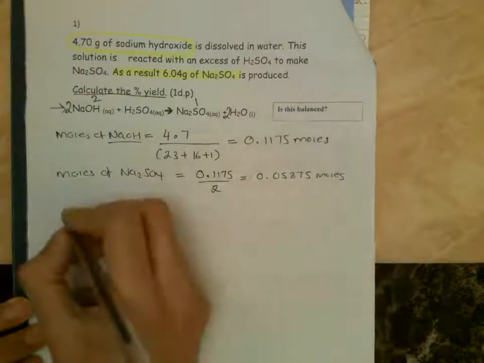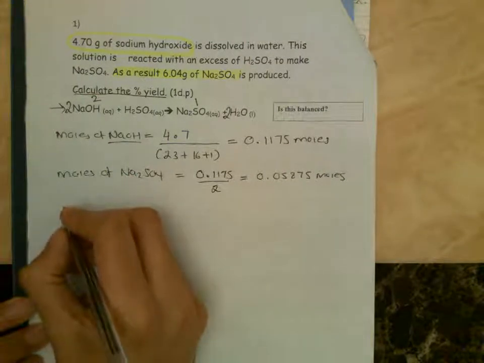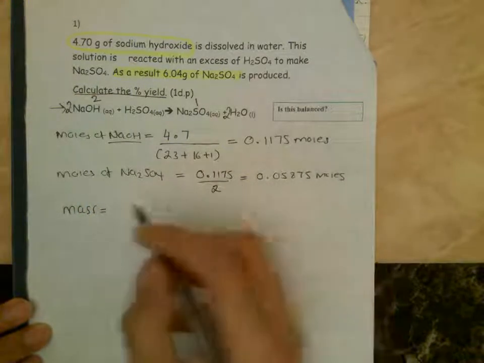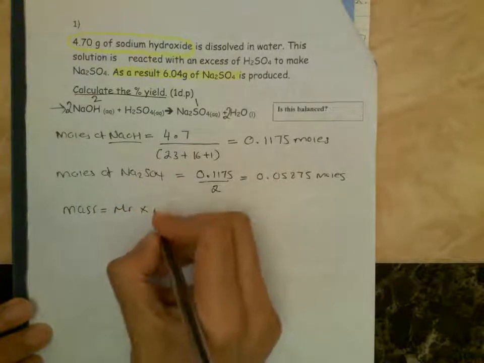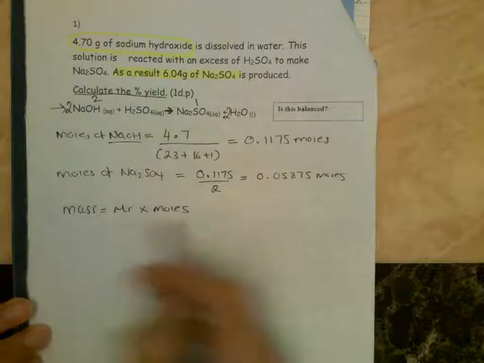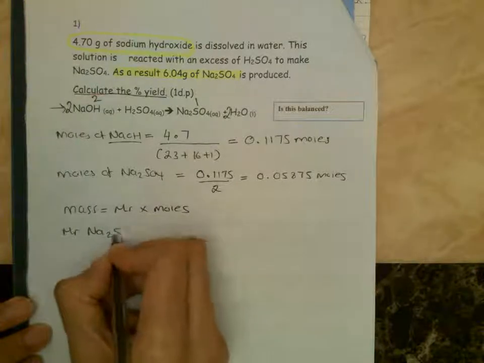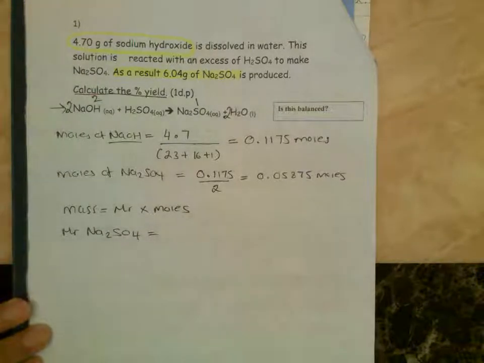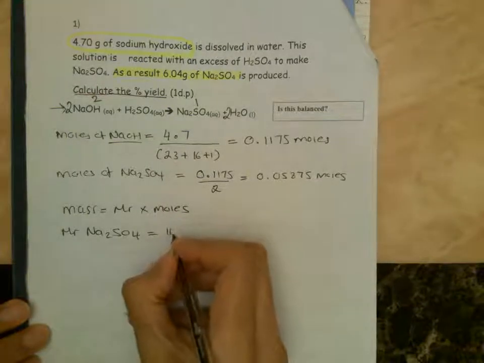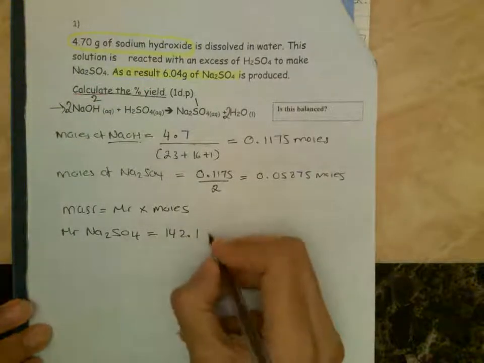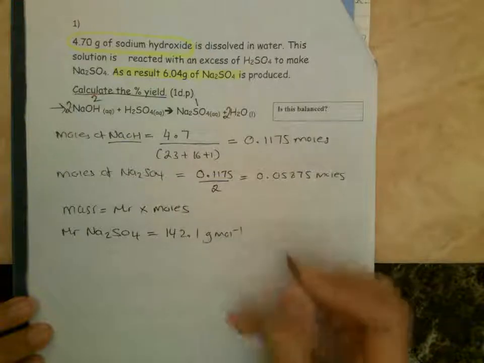Now we know the moles, as you're probably well aware by now, we can find the mass. Mass in this case would be the Mr times the moles. You're probably sick of me saying this by now, but mass is equal to Mr times moles. Firstly, we need to find the Mr of sodium sulfate. The Mr of sodium sulfate is 142.1. I'm going to save you the working out. It is 142.1 grams per mole.